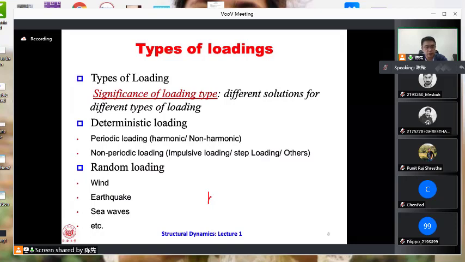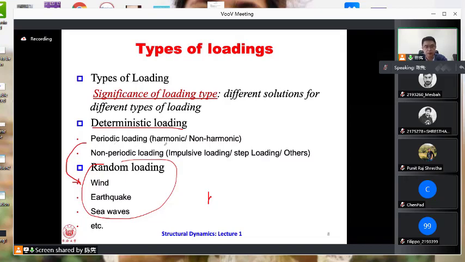And in this course, as the book by Professor T.T. mentioned, random vibration is focused on this one. But again, you need knowledge from here, as this is the foundation, but in this course, we only focus on deterministic loading. And deterministic loading can be divided into another two types. One is called periodic loading, and the other one is called non-periodic loading.